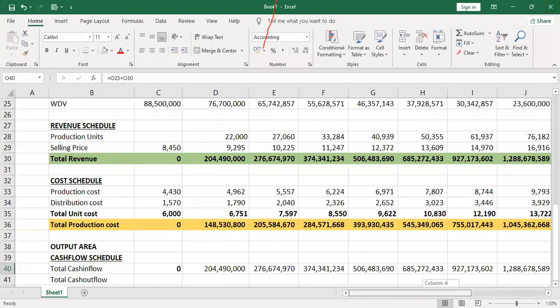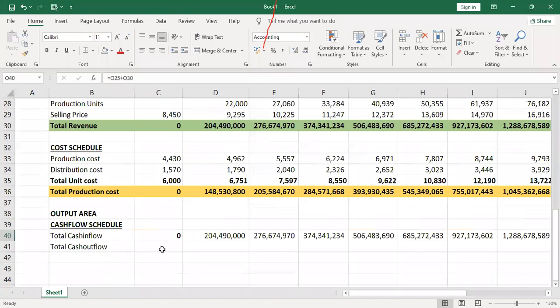Then you go to total cash outflows. What constitutes your total cash outflow in year 0? Let me give you a minute to catch up.